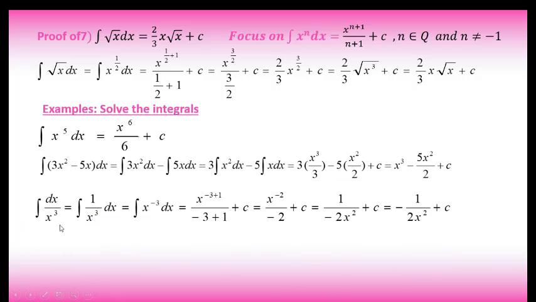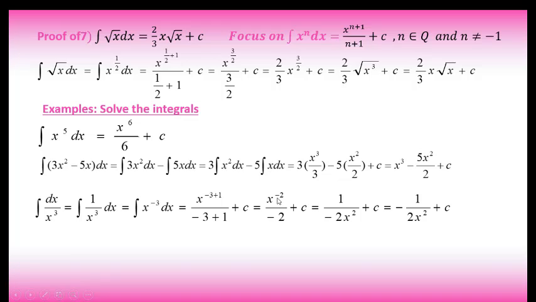Now, integral dx over x cubed. To facilitate the solution of this integral, it should be expressed in the form of x^n and dx. Now dx over x cubed means 1 over x cubed dx, which is x power minus 3 dx in the numerator. It is of the form x^n dx, where n equals minus 3. In a similar way, add 1 to the power, it becomes minus 2. Now divide by it.